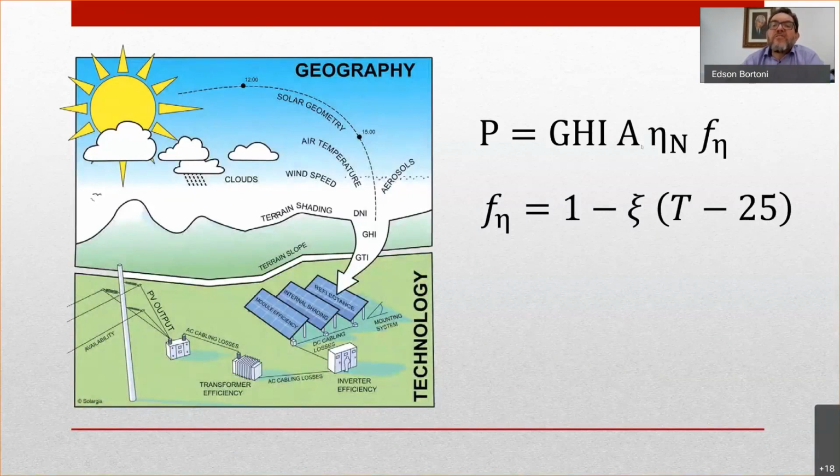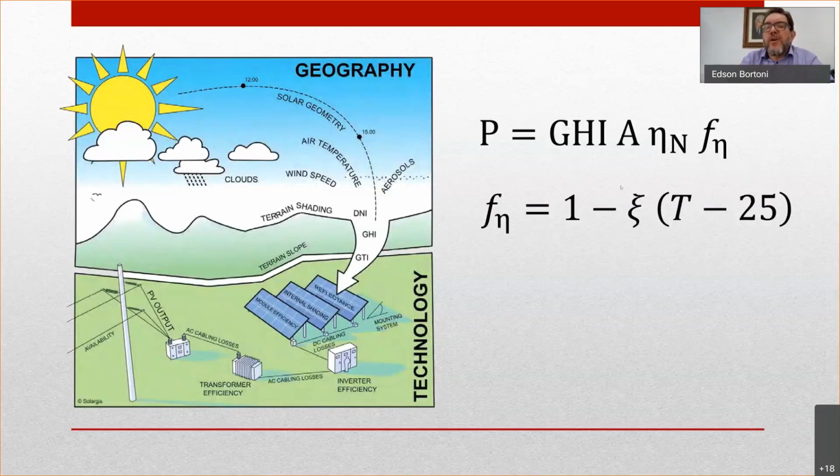Because this efficiency is obtained at 25 Celsius degrees. So if you work with a temperature higher than 25 degrees, your efficiency will reduce. If you work with a temperature lower than 25 degrees, your efficiency will increase.